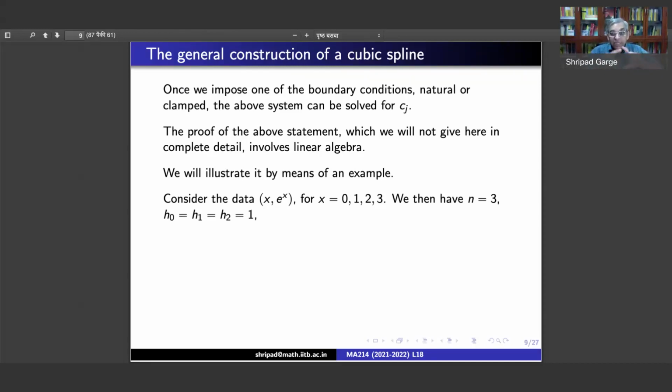So we have that these are equally spaced nodes. A0 is 1 because that's the value at the point x equal to 0. A1 is e. A2 is e squared and A3 is e cubed. So we had 3 cubics and 4 into 3 is 12.